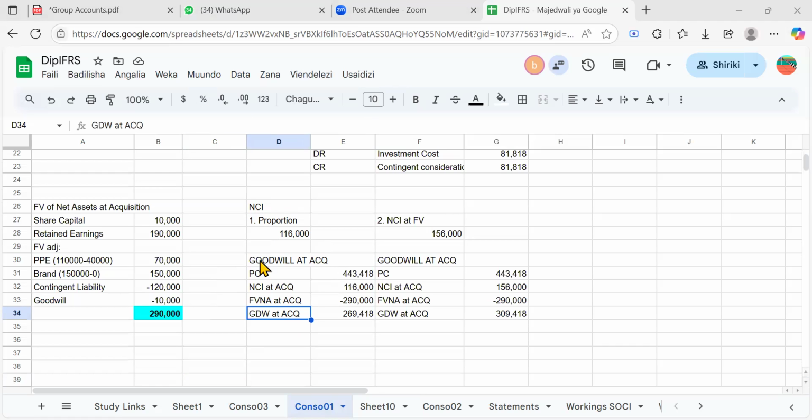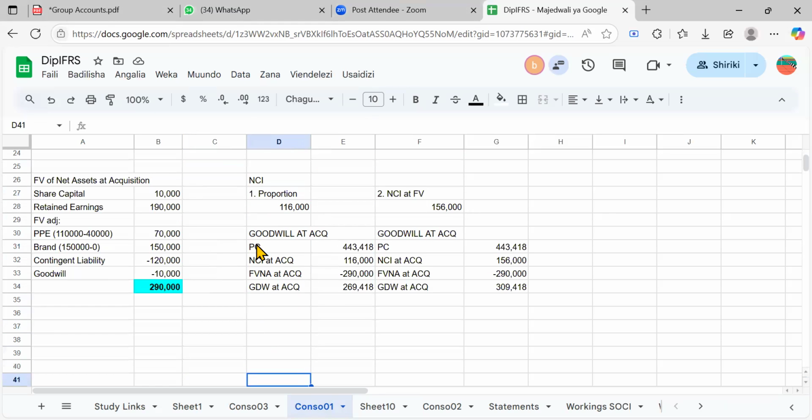Let's go back to the computation of goodwill. It is done by the proportionate method. You could also have another method here. Let's repeat it: we had the purchase consideration, and for NCI, we just took 40% of the net assets. We have our net assets down here, and we took 40% of them. So we are also repeating the same thing.